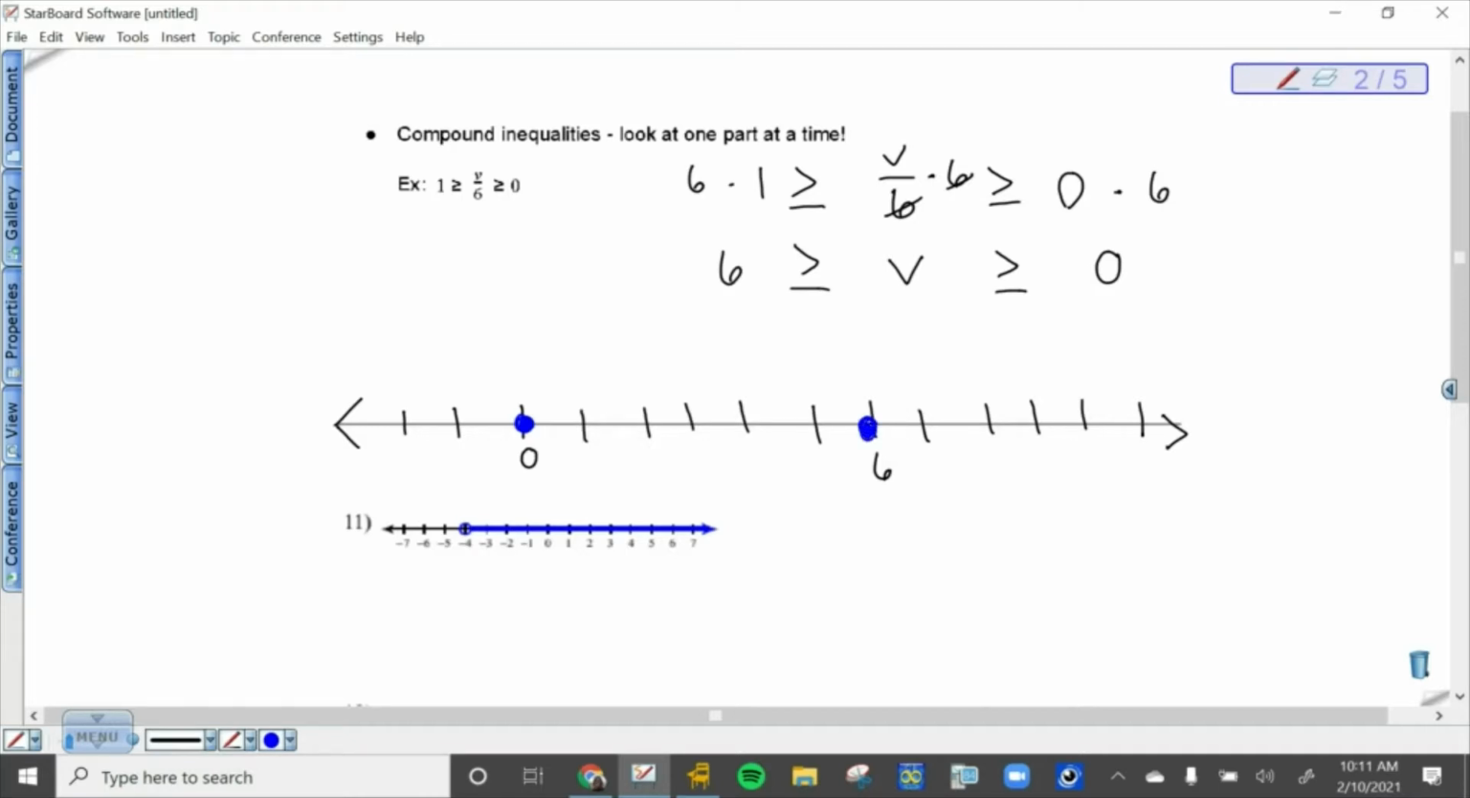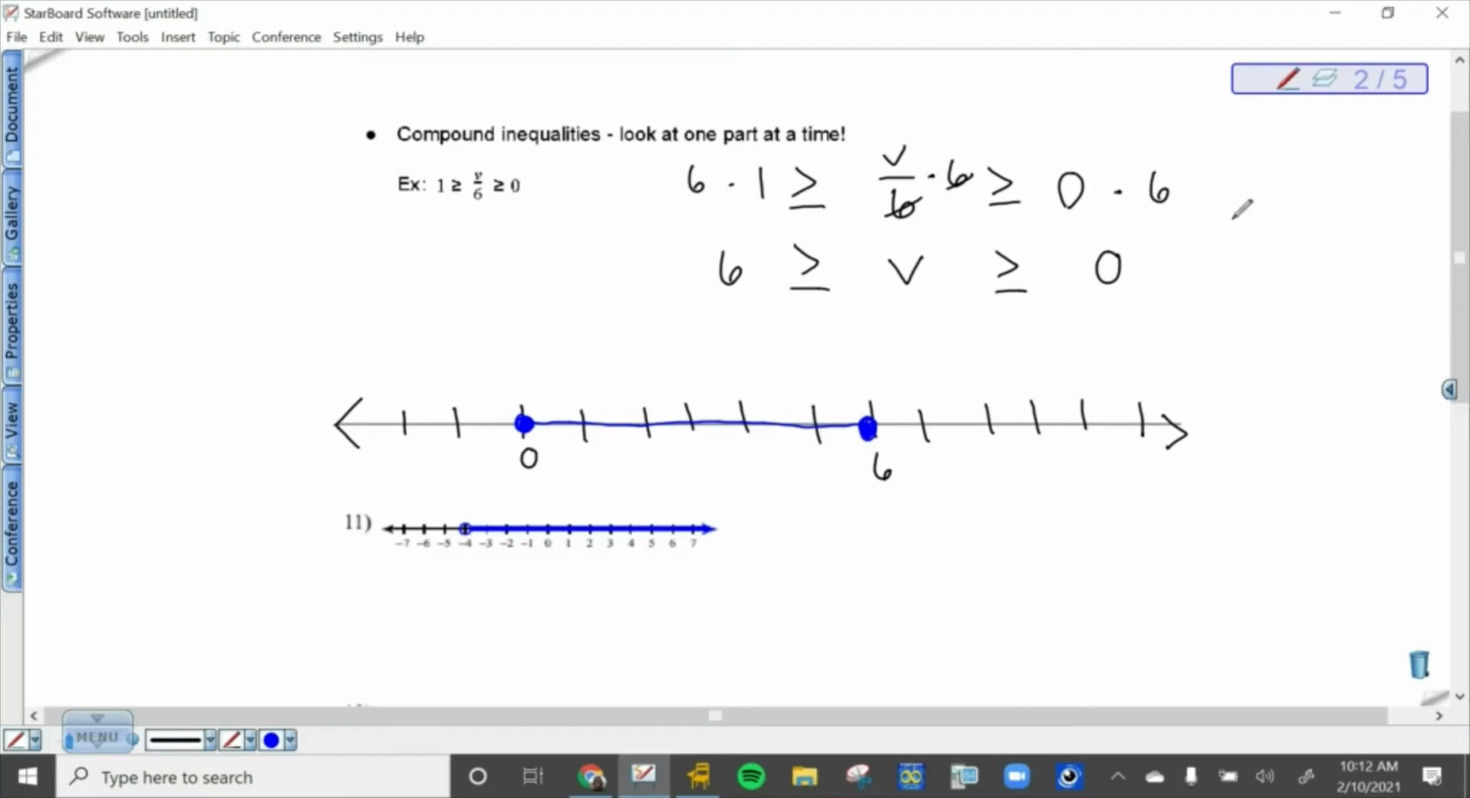Okay, and just kind of read through it. So 6 is greater than or equal to v, and v is greater than or equal to 0. So think about, where is my line going to go? Where am I going to fill in? Is it going to be outside of the 0 and the 6, or is it going to be inside the 0 and the 6? Inside. V is in between 0 and 6, right?